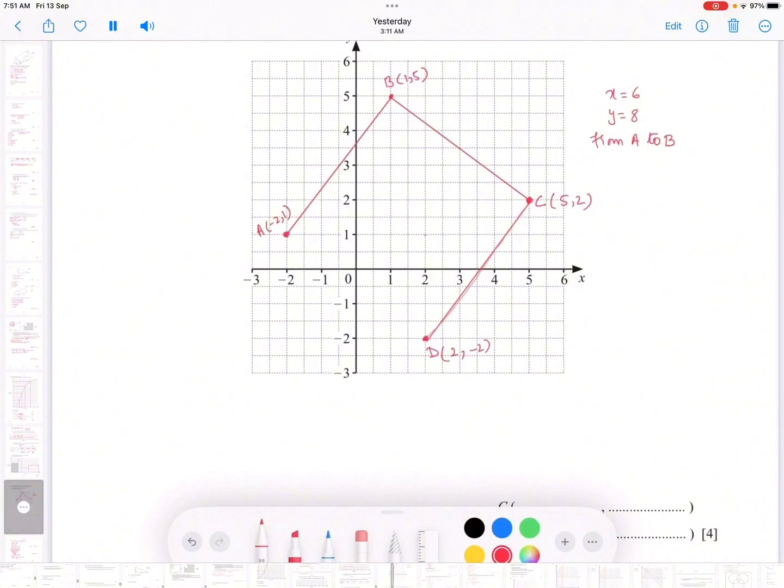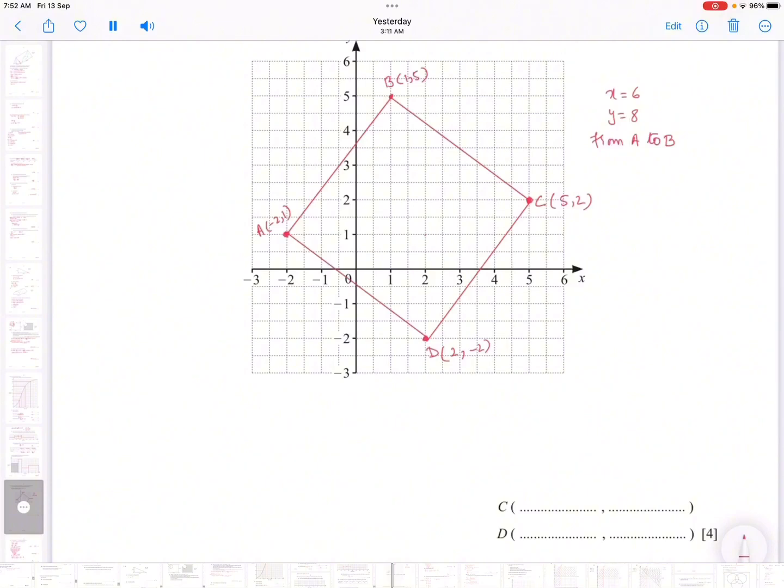So I'm just joining the lines. He did not ask us to do so. We just have to tell him the coordinates of C and D. So you can write the coordinates of C and D in the answer space.